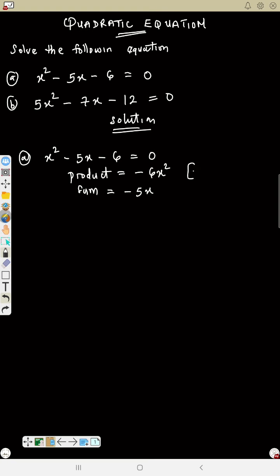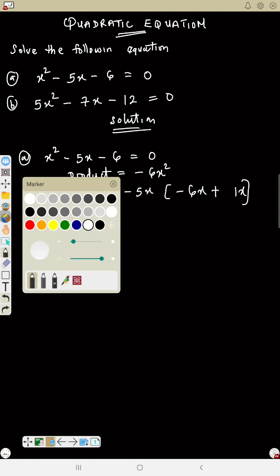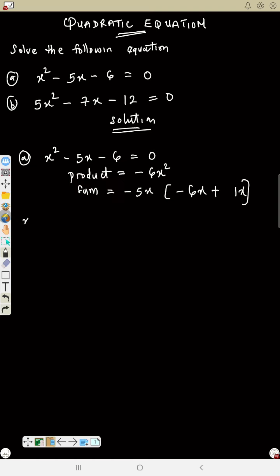So the two numbers, minus 6 plus 1. So you can just put x. That number will replace the middle one here. So now this becomes s squared minus 6s plus 1s minus 6 equals 0. Now bracket it in two. That will be s squared minus 6s plus s minus 6 equals 0.